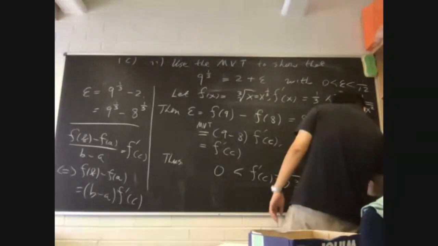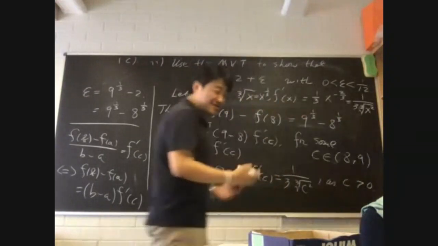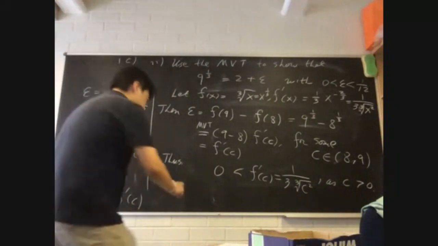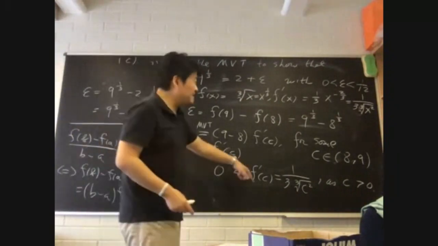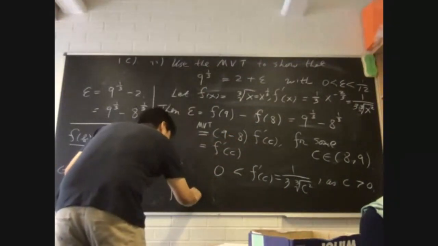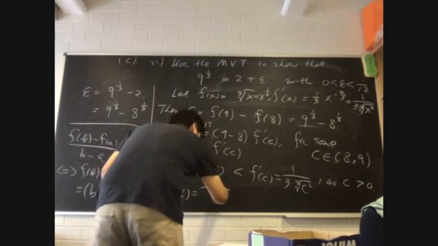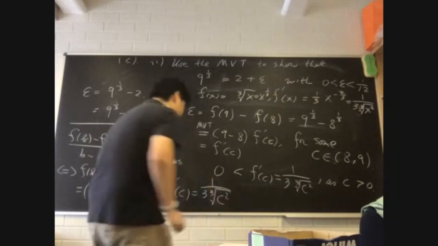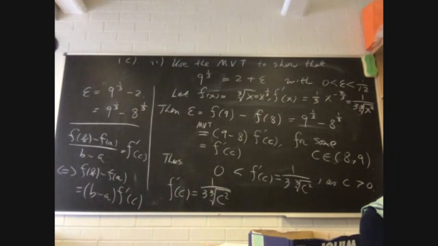As c is positive. Well, c is not only positive, it's in fact always larger than 8. All right, so that's that. Is this thing less than 1/12? Well, let's take a look at that. So f prime of c is 1 over 3 times the cube root of c squared. Well, let's see. How large is that?